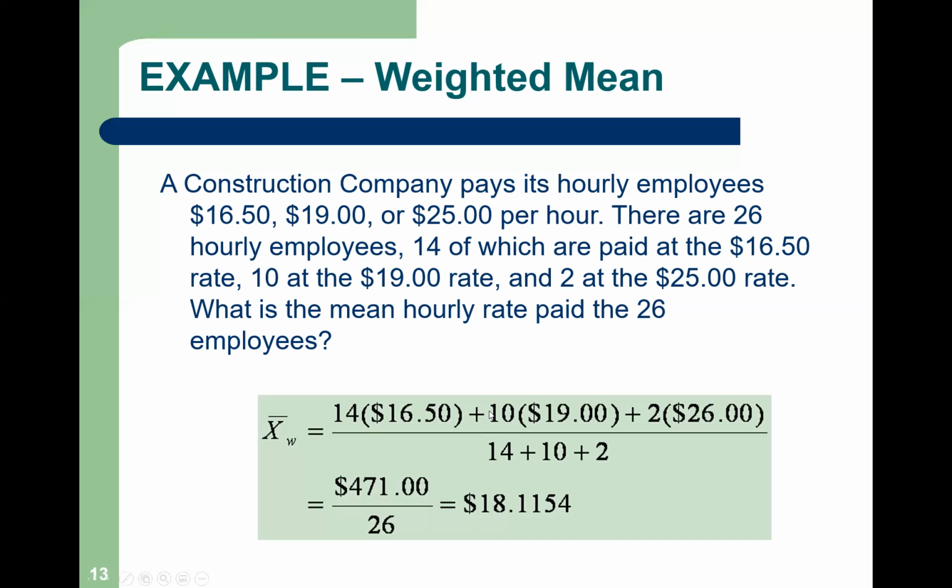So in this case, the first value is 16.5 and the associated weight is 14. You can also say 14 is the frequency, so it is just like grouped data. So the frequency of this value is 14. We calculate 14 multiplied by 16.5, plus 10 multiplied by 19, plus 2 multiplied by 25, and divide by the total weights, that is 14 plus 10 plus 2. That is 471 divided by 26, and we got the mean value for this set of data, that is 18.1154.